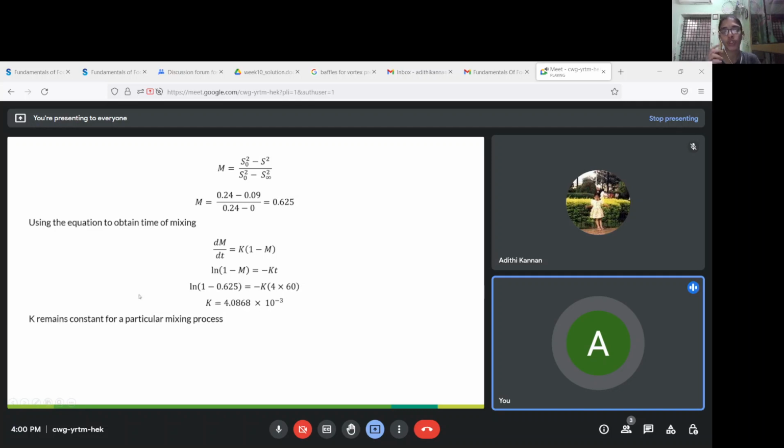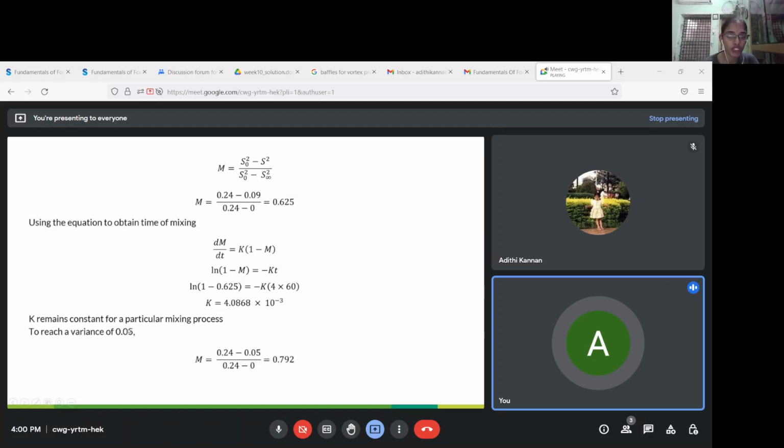So k remains constant for a particular mixing process. Let's say you're mixing starch and vegetable powder. So for this particular condition, at this particular ratio and all, k will remain constant for a particular mixing process irrespective of whatever time you are looking at. So k will remain constant. Now you have k, you can calculate M for variance of 0.05. From there you can calculate time t.